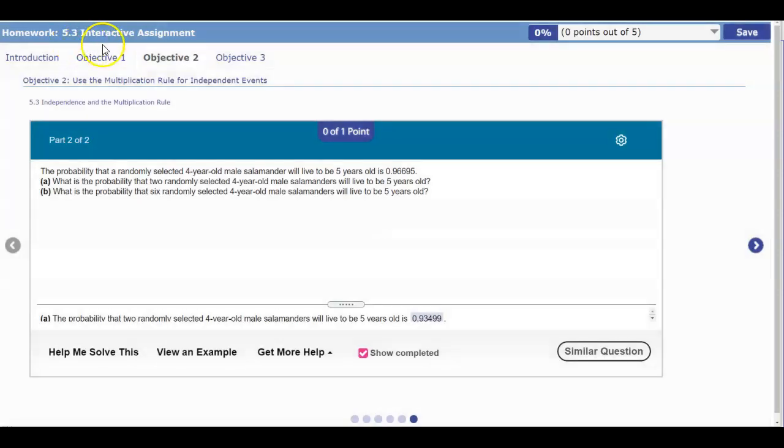Section 5.3 Interactive Assignment Objective 2. The probability that a randomly selected 4-year-old male salamander will live to be 5 years old is 0.96695. In Part A, it says, what is the probability that 2 randomly selected 4-year-old male salamanders will live to be 5 years old? In Part B, it says, what is the probability that 6 randomly selected 4-year-old male salamanders will live to be 5 years old?